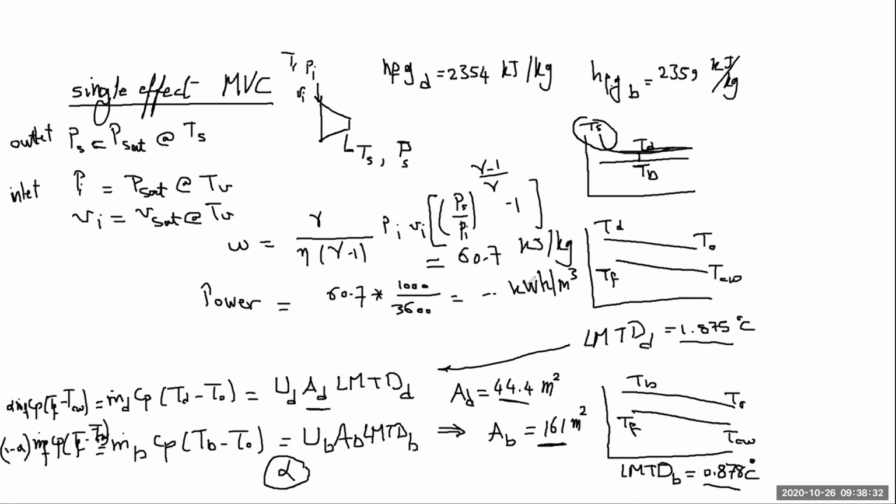So that's the expression that you can use, and then you can estimate the value as how much is the power as kilowatt hour per cubic meter, which is the standard in evaluating this kind of unit's performance. So this is basically the details of calculating the performance parameters as well as the design parameters in terms of surface area for a single effect mechanical vapor compression.